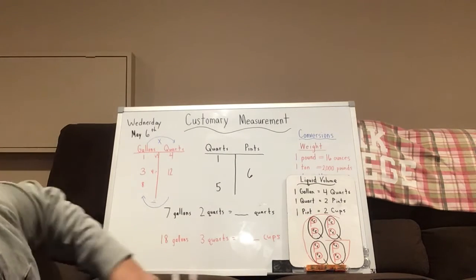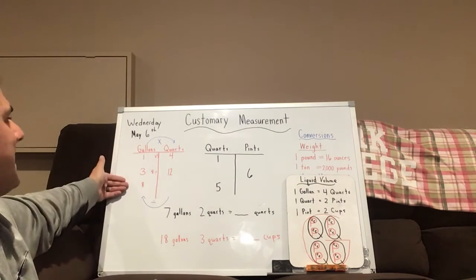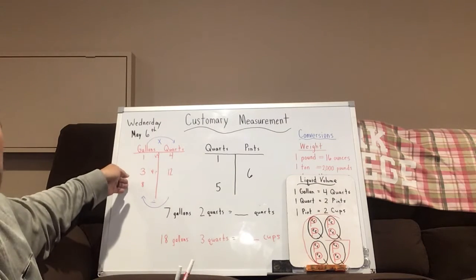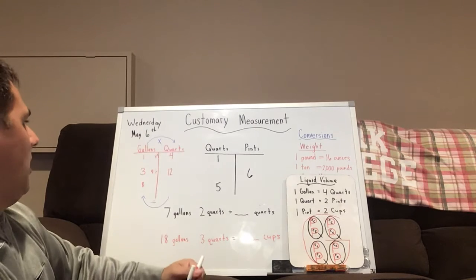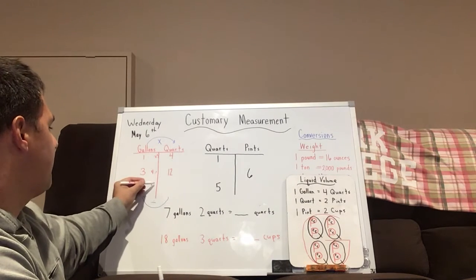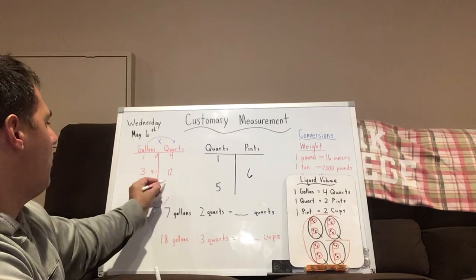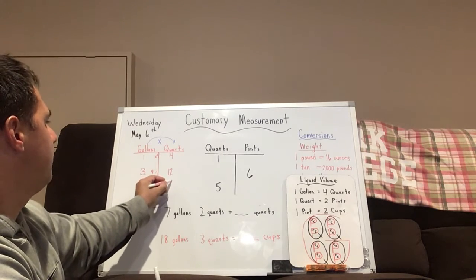And then my last example I have today is I'm given 8 gallons, and because I'm given the bigger amount and I'm going to the smaller amount, I have to use multiplication. So again, I would just do times 4 for this one, and 8 times 4 I know is 32.